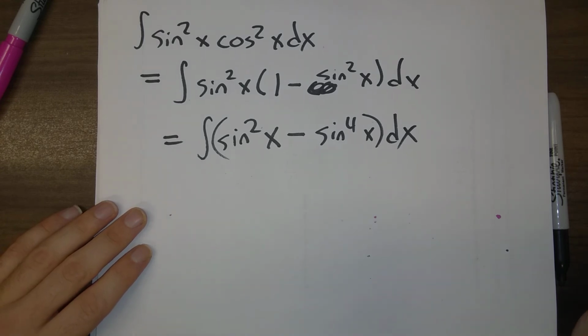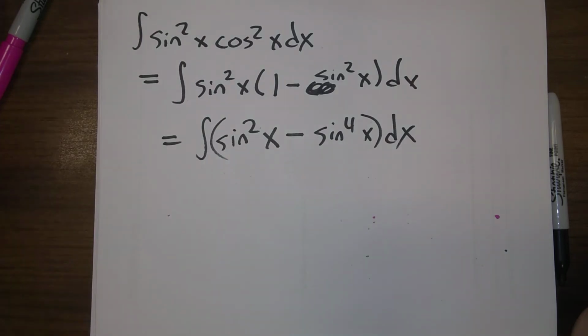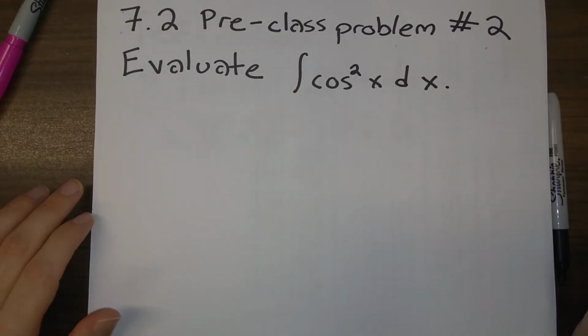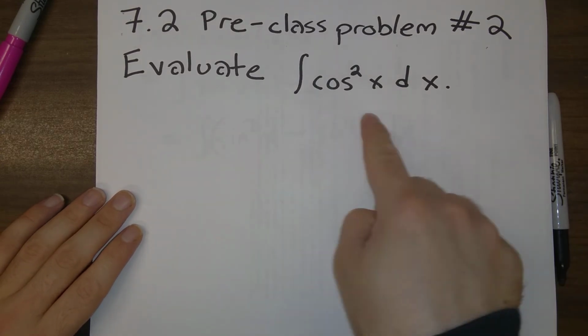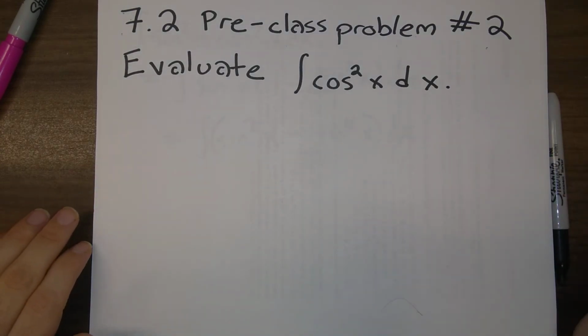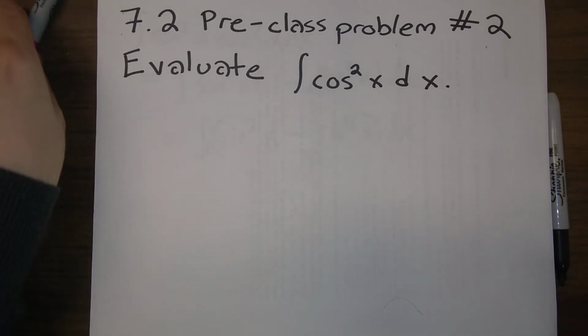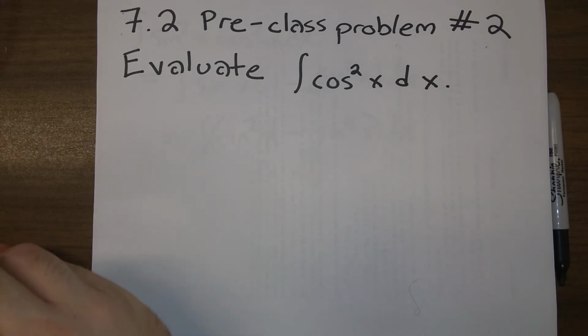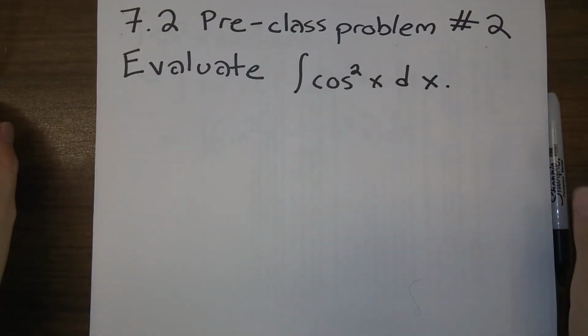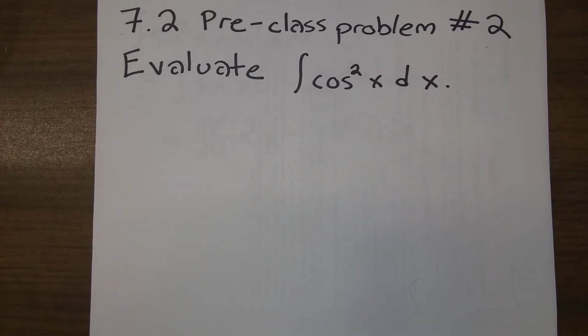Okay, so this is how we handle trig functions raised to only even exponents, where we don't see any odd exponents around. Let's wrap things up with a pre-class problem. Pre-class problem number 2: evaluate the antiderivative of cosine squared dx. This should be a pretty easy, straightforward problem. I do want you to show me some work. Don't just write down the answer. I want you to show at least one intermediate step. You'll probably be using one of the double angle identities from earlier.